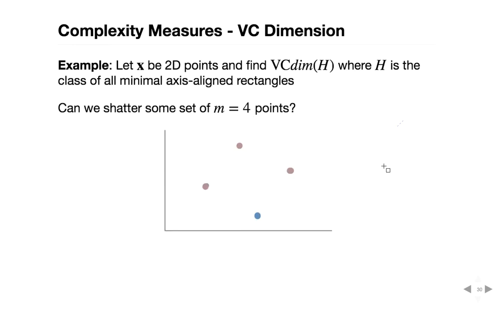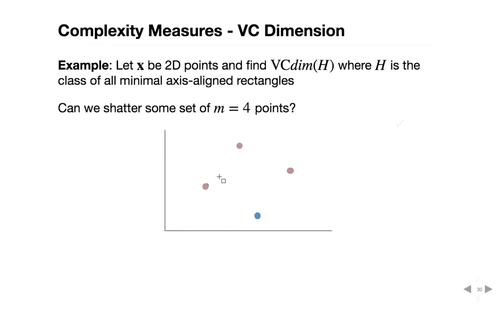Okay, so here let's look at another example. So let's say that X are all two-dimensional points, and I want to find the VC dimension of H, where H is the class of all minimal axis-aligned rectangles, where I'm defining the hypothesis such that if points are inside of the rectangle, then they're positive, and if they're outside of the rectangle, then they're negative. And so I want to show that we can shatter some set of m equals 4 points. So remember, we don't have to show we can shatter every set. We just have to find a convenient set that works and demonstrate that we can do it.